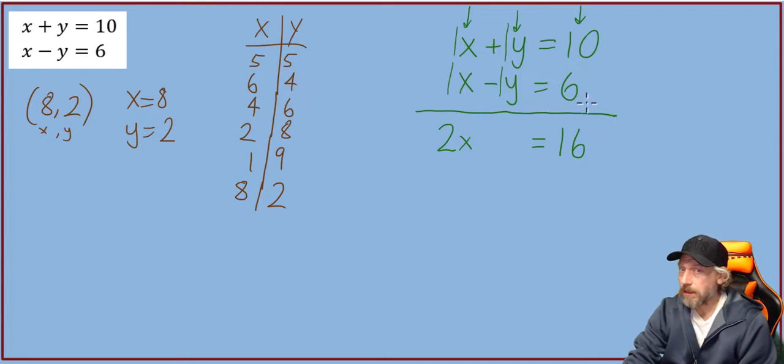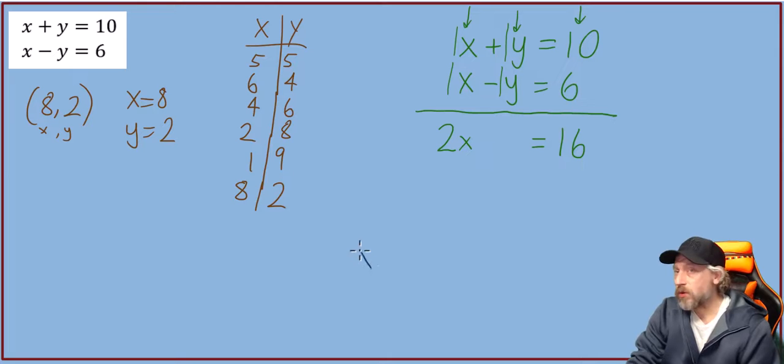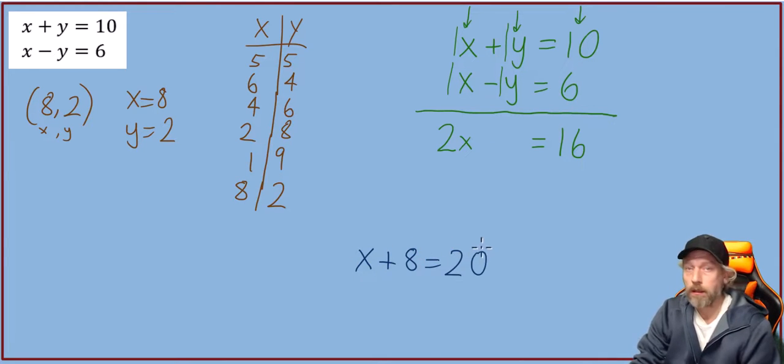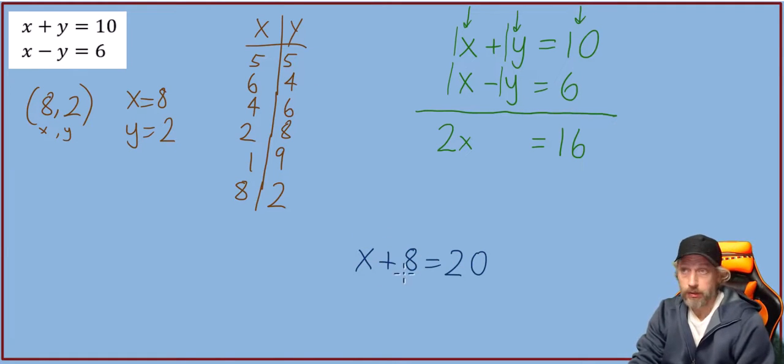Let's talk for a second about why we can do this. If you were solving an equation like x plus 8 equals 20, you would say, we see there's the variable x with 8 added to it. We should do the opposite and subtract 8.